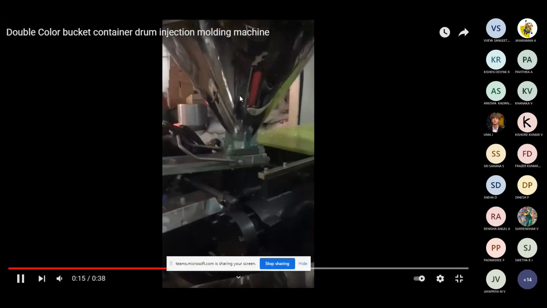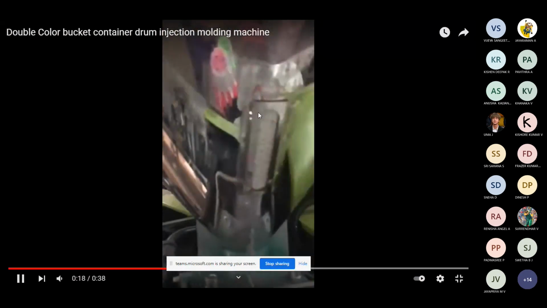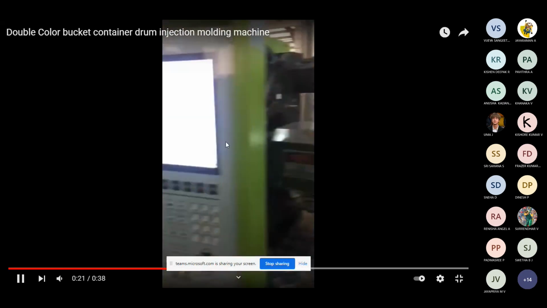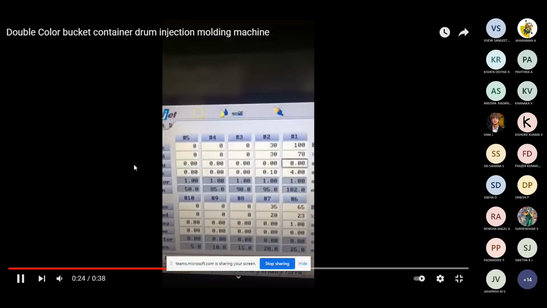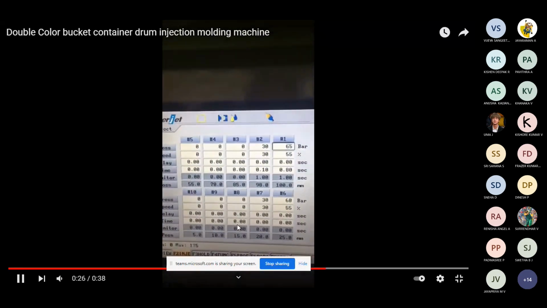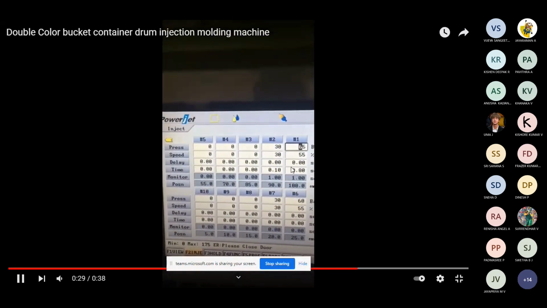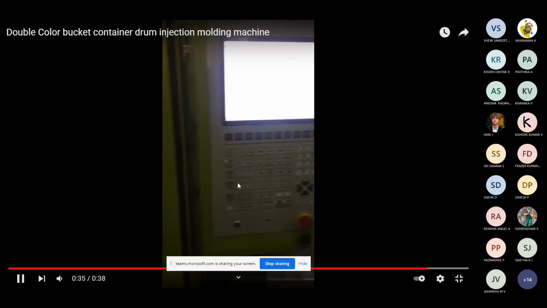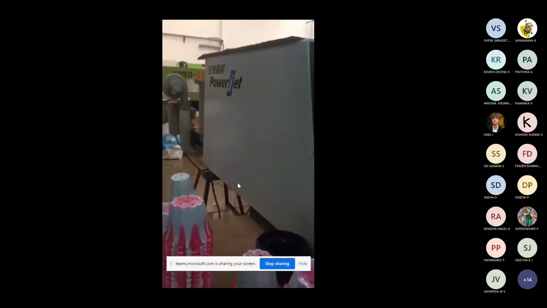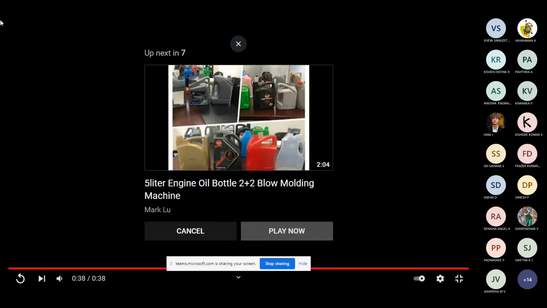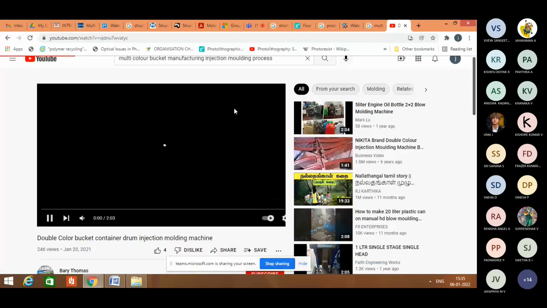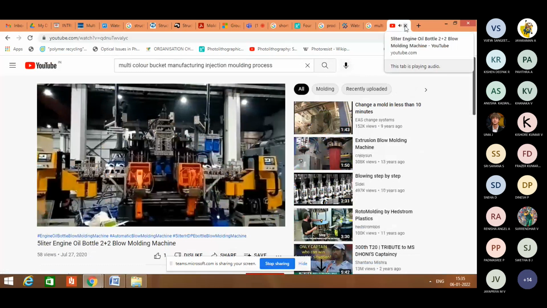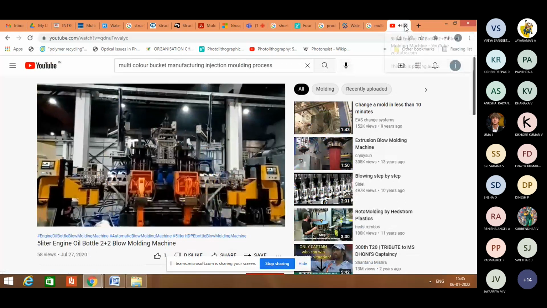Here, the two injection units have separate hoppers. One hopper consists of white color pellets, and the other hopper consists of red color pellets. These are all the parameters we should enter in the process, that is, position. So I hope you all understand well about the multicolor injection molding process.